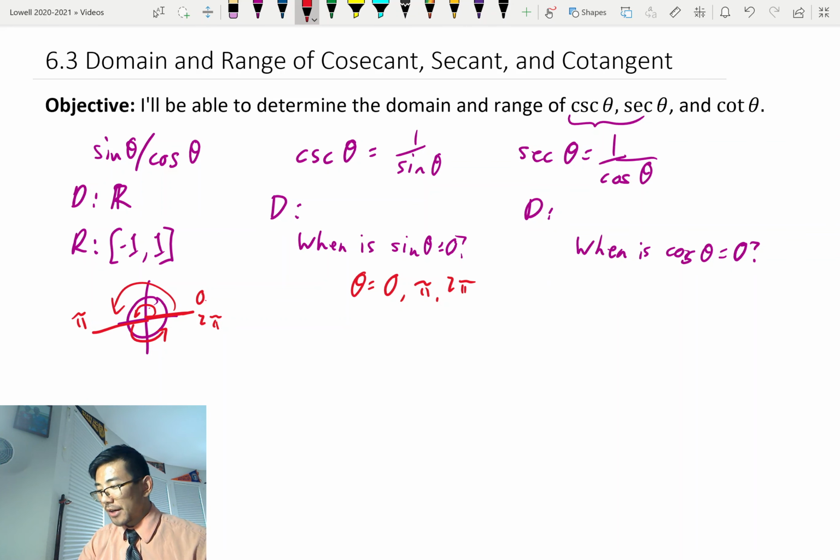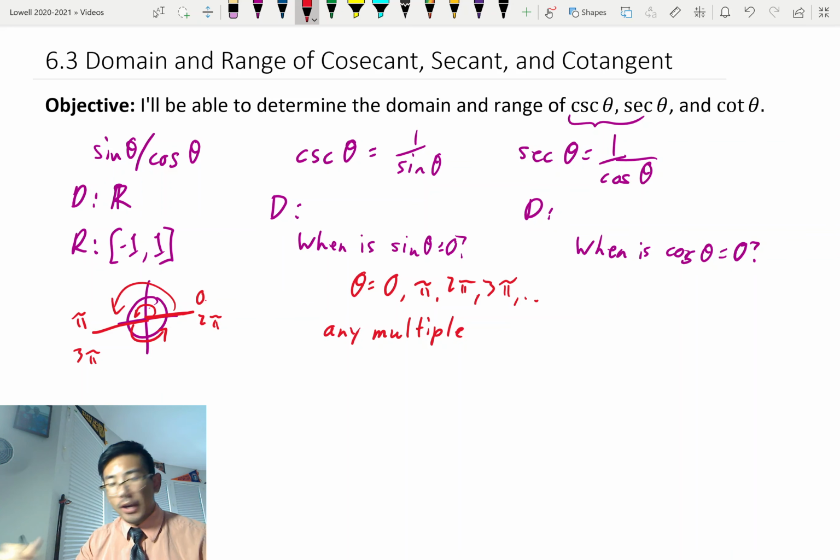And then when I go back around over here, which would be at 3 pi. You might be able to see what's happening here: every multiple of 180 degrees or pi radians, you're going to end up with a y coordinate of 0. Therefore, we can say that any angle that is a multiple of pi, or 180 degrees, is not in the domain.